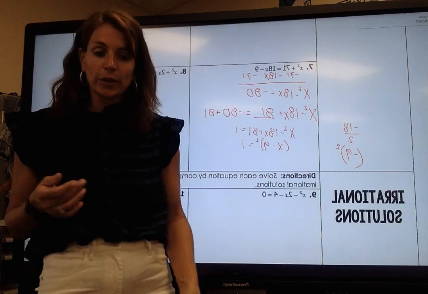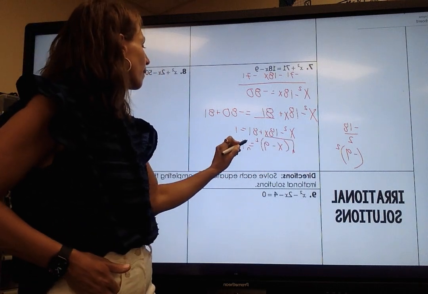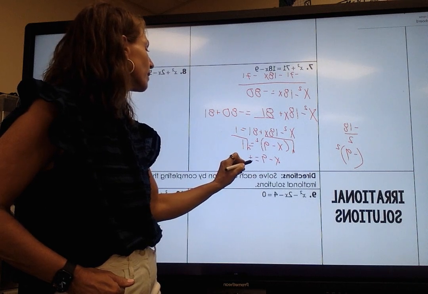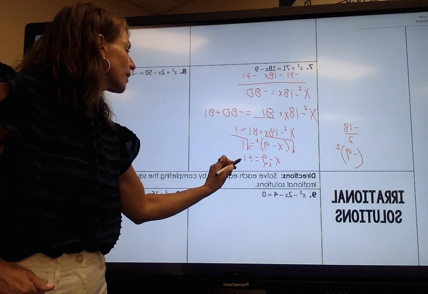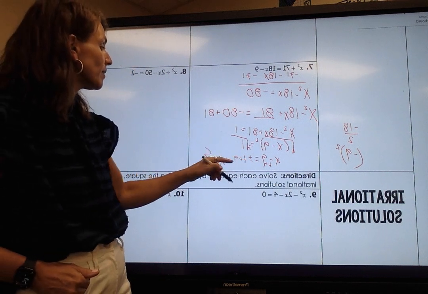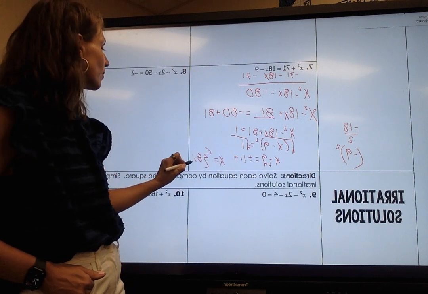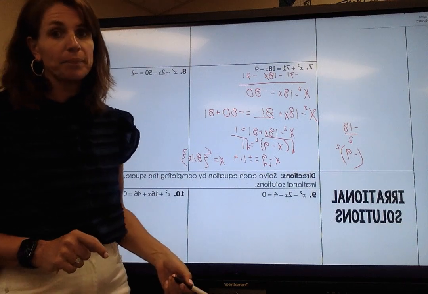And again, what do I do here? I take the square root of both sides. So I get x minus 9 equals plus or minus 1. Now I'm going to add 9 on both sides, and I get two answers here. I get a negative 1 plus 9, which is 8, and I get a 1 plus 9, which is 10. And that gives me the answers of 8 and 10.